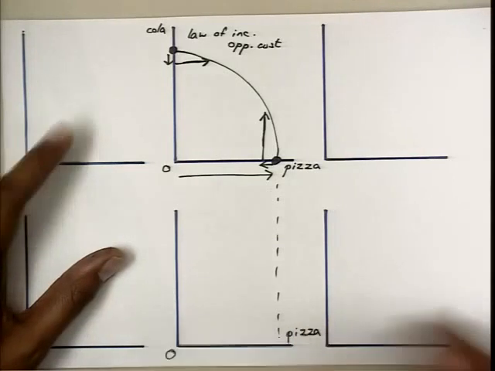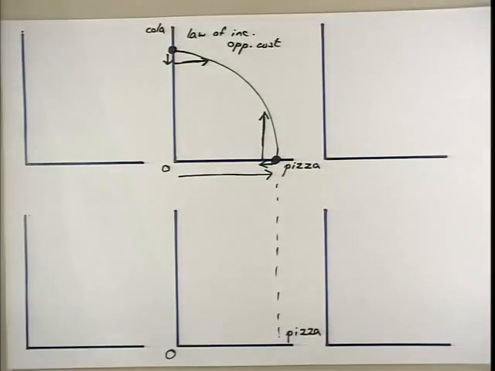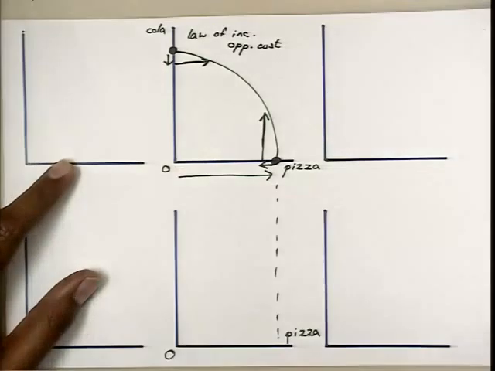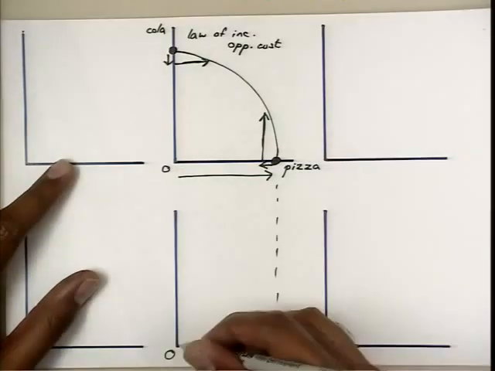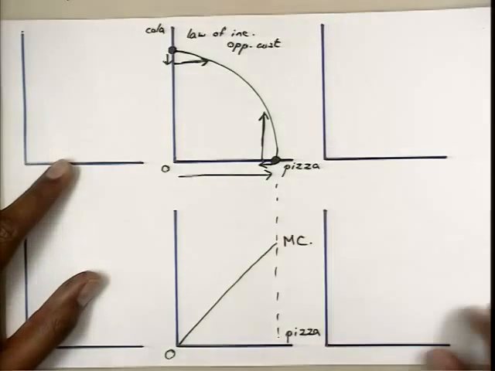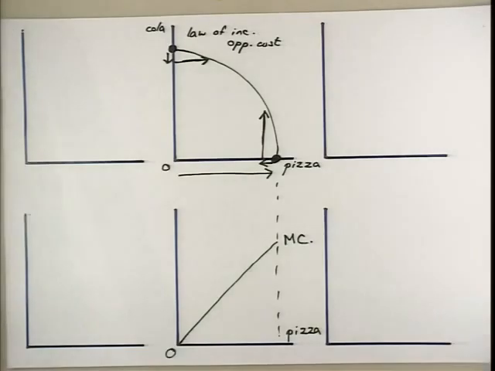Now, assuming that there are only 2 goods, let's construct the cost of producing pizza in terms of cola. As you move from left to right, the marginal cost of producing pizza begins to increase. I have to sacrifice more and more cola to increase the production of pizza.